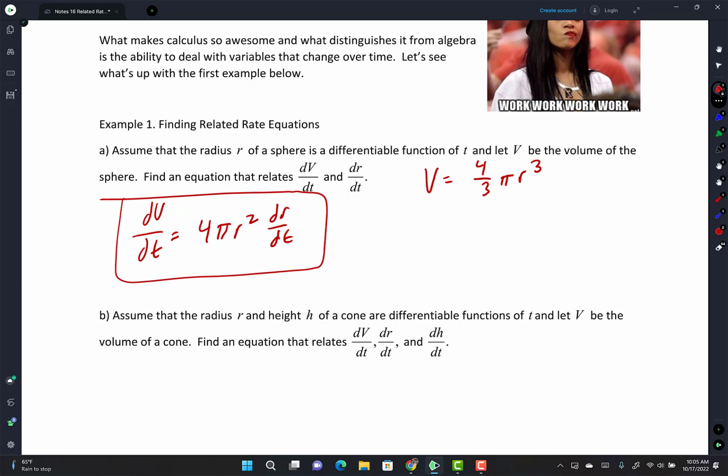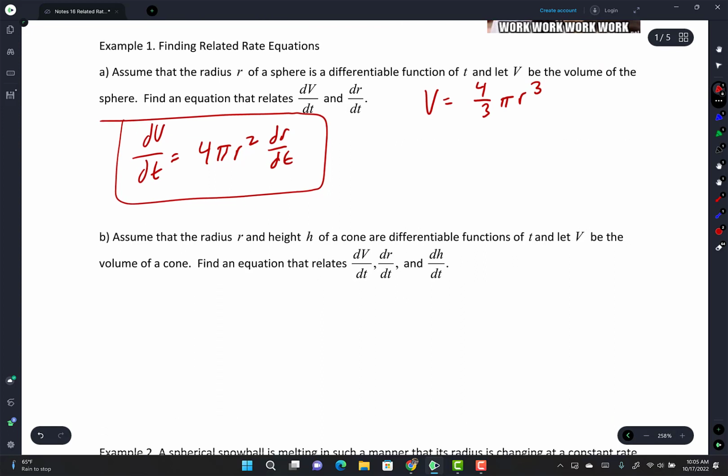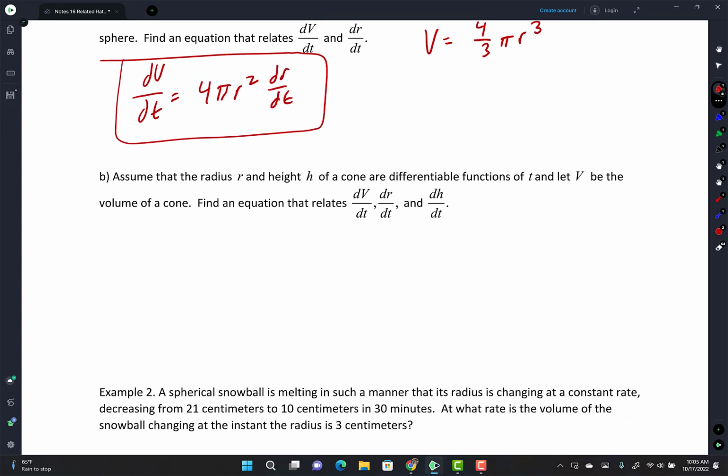Yes, I go 3 times 4/3. The 3's cancel out. Pi r, and I subtract the 1 from the cube, and then I put dr/dt. All right, here we go. Letter B. Assume that the radius r and height h of a cone are differentiable functions of t, and let v be the volume of a cone. Find the equation that relates dv/dt, dr/dt, and dh/dt.